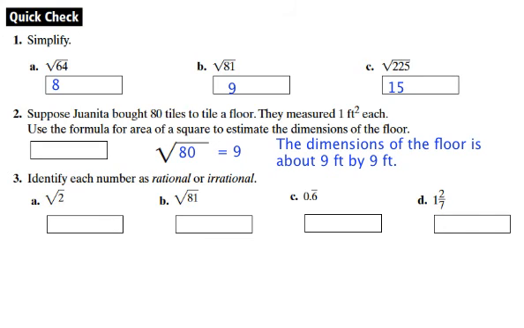Number 3, identify each number as rational or irrational. The square root of 2 is a very long decimal that never ends and goes on forever, so it's irrational. 3b, the square root of 81, that would be 9. Since that's a whole number, it's rational. Letter C, 0.6 with a bar notation. That would be a repeating decimal, so it's rational. And number 3D, 1 2/7. It's a fraction, so it's rational.